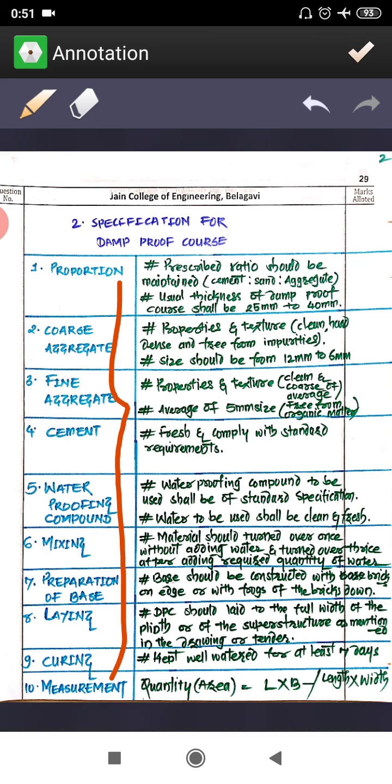Now see, this is my sequence, and we'll see what will be there in the sequence. Once you know how to execute that work on the field, then it is very easy to write down the specification. First is the proportion. The damp proof course is a concreting work, so you know the proportion. They will be giving a proportion like 1:2:4, 1:3:6. Whatever proportion is there, you have to follow that proportion. Then there will be a ratio which you are going to follow with the cement, sand and aggregate. The usual thickness of the damp proof course will be 25 to 40 mm.